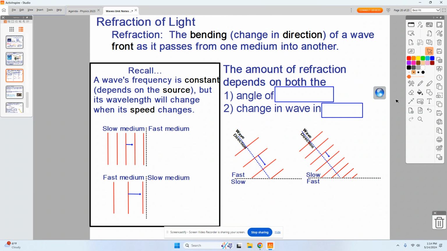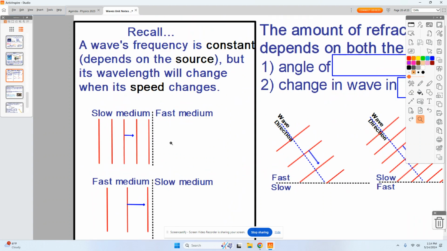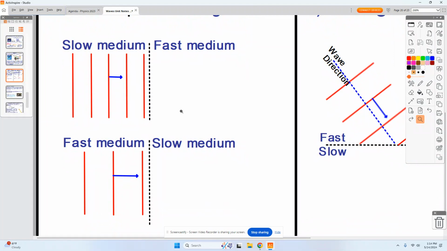Now we have a quiz coming up, and I want to see if you guys are able to interpret these things when a light source or a sound source hits a medium straight on. There's no refraction here. It's just going to change its speed. If I go from a slow medium to a fast medium, what's going to happen to the wavelength of that wave as I go from a slow to a fast medium? Tell that person that you're sitting next to, what will that wavelength do when I go to that fast medium? Tell that person.